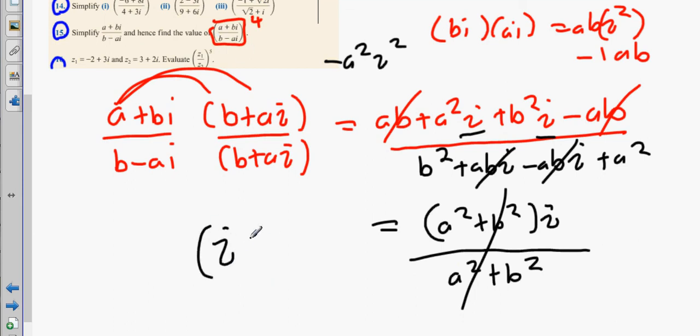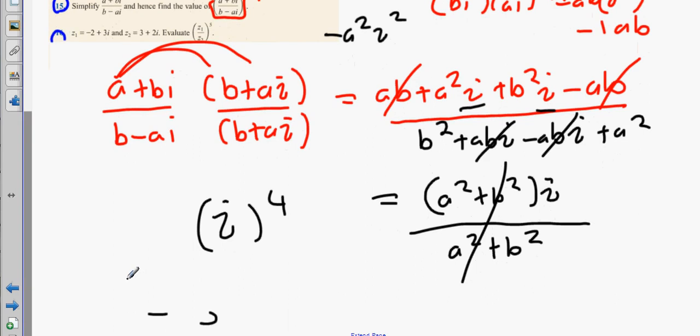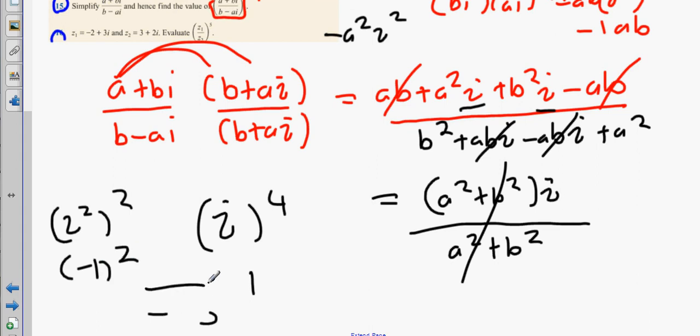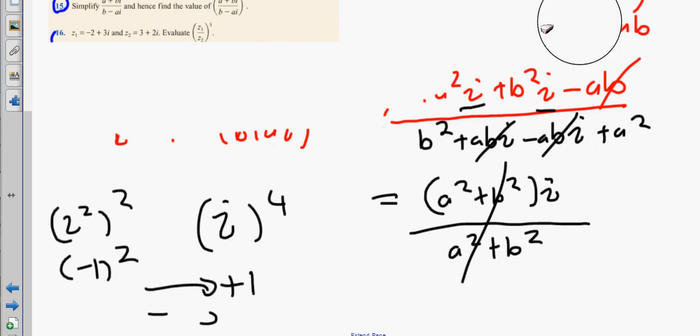Then it's this number i to the power of 4, and what we know about i to the power of 4 is it's the number 1, or it's i squared squared, which is minus 1 squared, which also gets you plus 1. Okay, so that's 15 done.